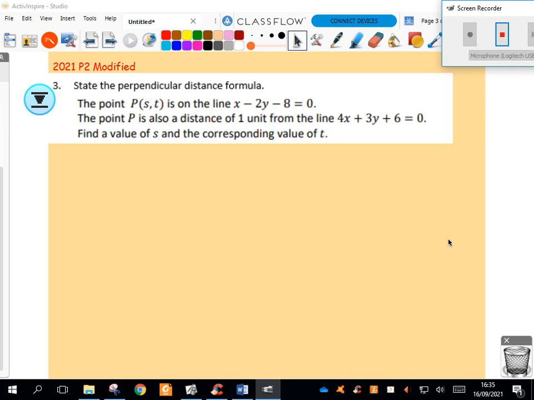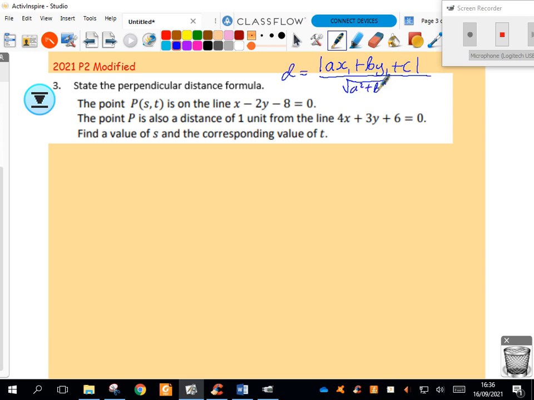Okay, again looking at Thursday's class, this question came up. The first part says state the perpendicular distance formula. The perpendicular distance formula says the distance from any point to a line can be given by the absolute value of ax1 plus by1 plus c all over the square root of a squared plus b squared, where a, b, and c are the coefficients in the equation of the line, and x1 comma y1 is the point. Okay, so that's the distance formula.